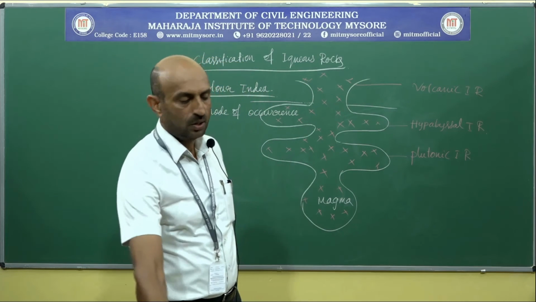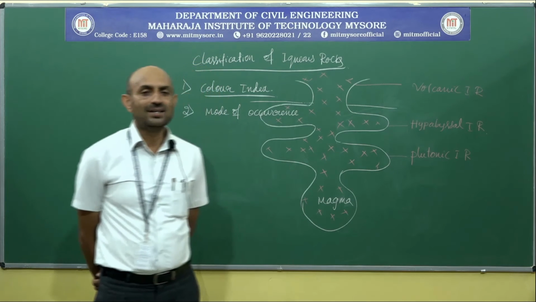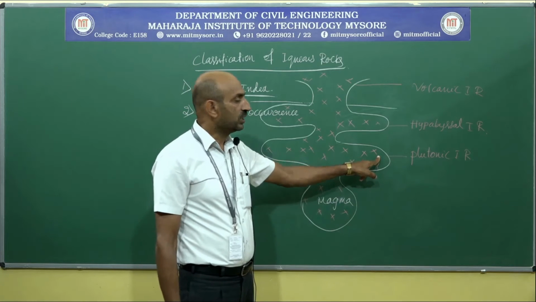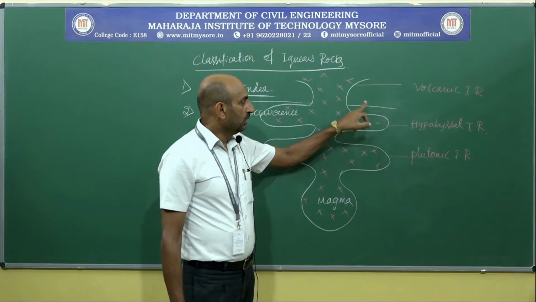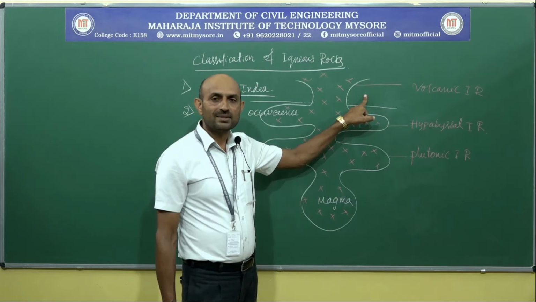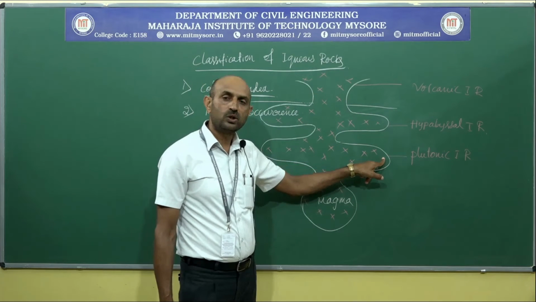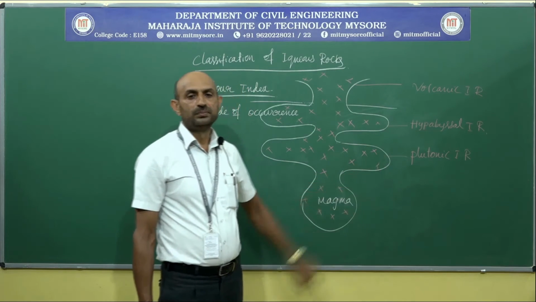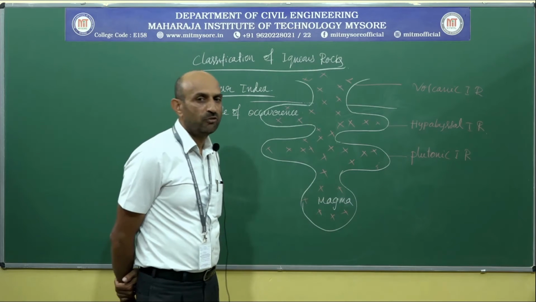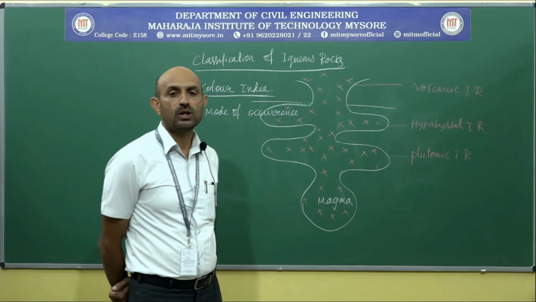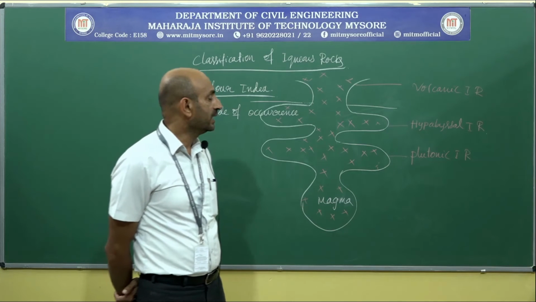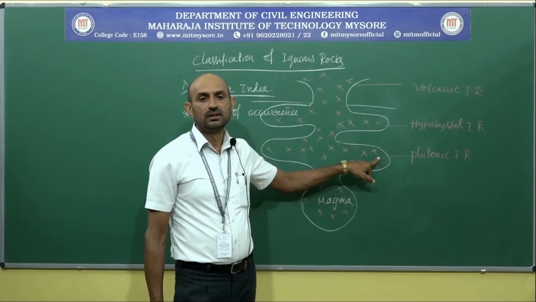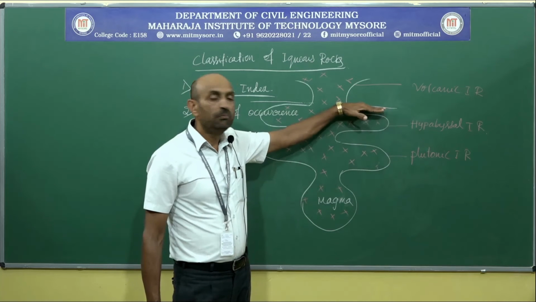Plutonic igneous rocks. When the magma cools and solidifies at greater depth, which means a depth of approximately 10 to 12 kilometers, the temperature near the ground is less, but when we go deeper, in addition to temperature, the pressure is also high. Since the magma cools and solidifies at greater depth, the resulting rocks are called Plutonic igneous rocks, between 10 to 12 kilometers below the earth's surface.